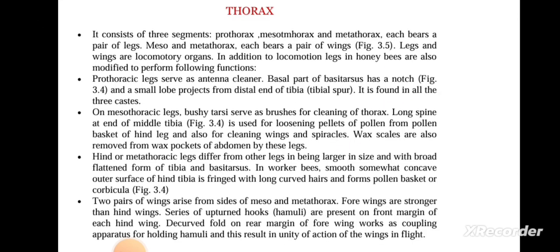Okay, so meso and metathorax each bear a pair of wings. Legs and wings are locomotory organs. In addition to locomotion, legs in honeybees are also modified to perform different functions, like prothoracic legs means the front legs serve as antenna cleaner, means antenna will work as sensory organs and these legs clean it. Basal part of the basitarsus has a notch and a small lobe projects from distal end of tibia. It is found in all the three castes.